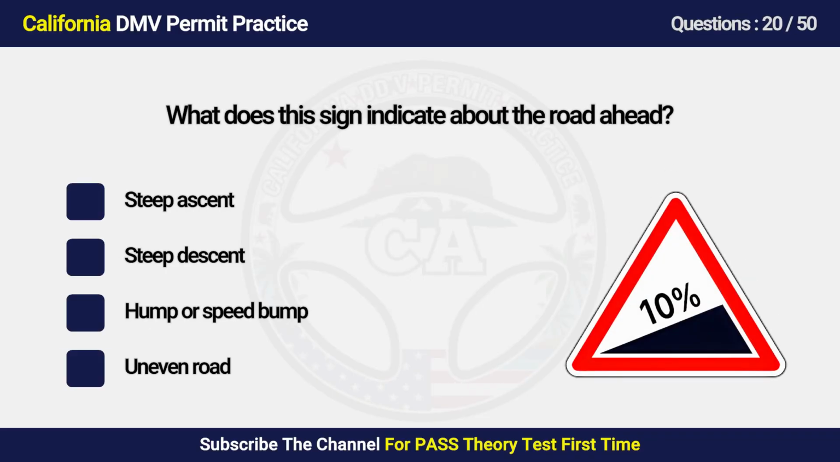A. Steep ascent. B. Steep descent. C. Hump or speed bump. D. Uneven road.